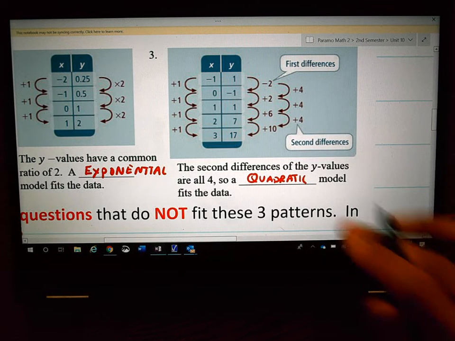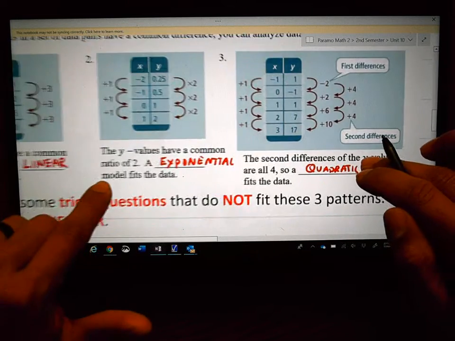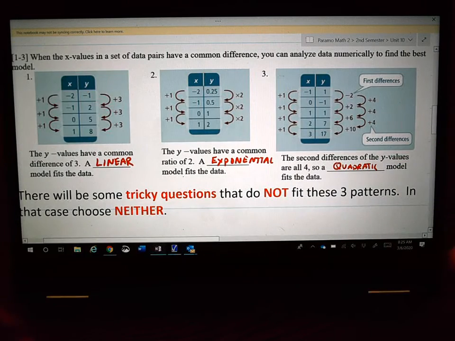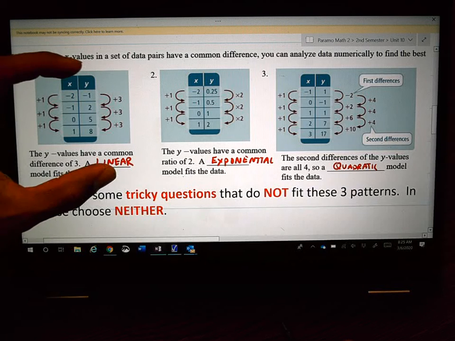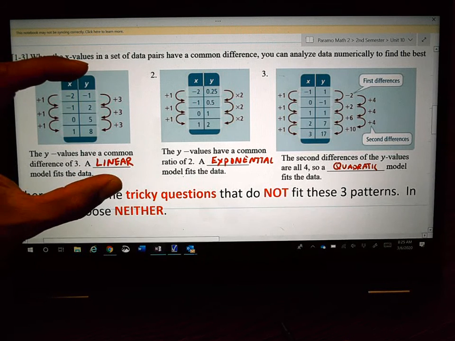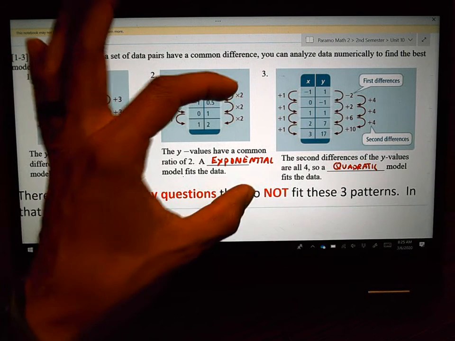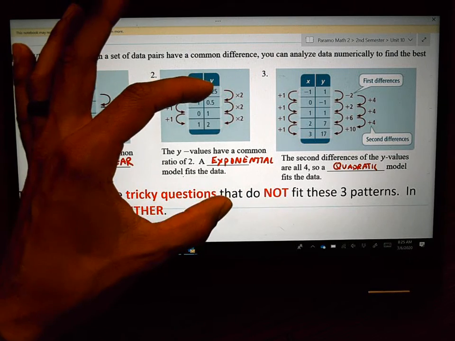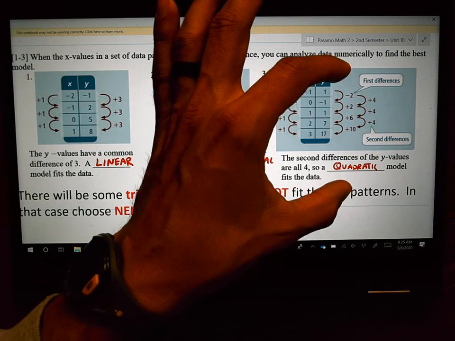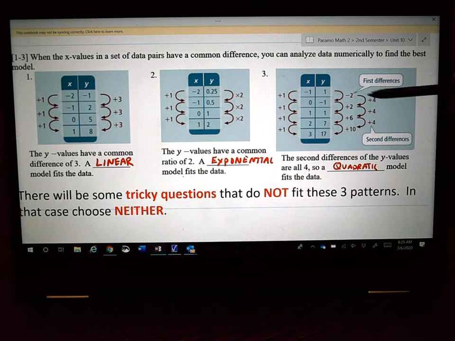Now I have to say that these three things that you have just written down, you check to see: are you adding and subtracting the same amount? If it is, linear. If it's multiplying by the same amount, yes, it's exponential. You have to check the tricky ones.